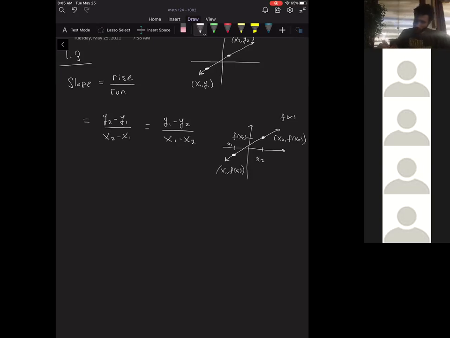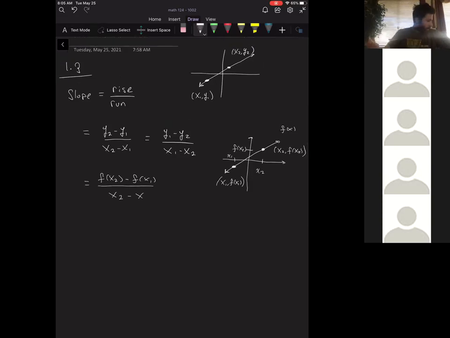Another way of writing slope, in terms of f of x, is f of x2 minus f of x1, all over x2 minus x1. So these are a couple of ways, if we're given an equation, to find slope. Let's go through a couple of examples. Let's start with number 7 and number 8.